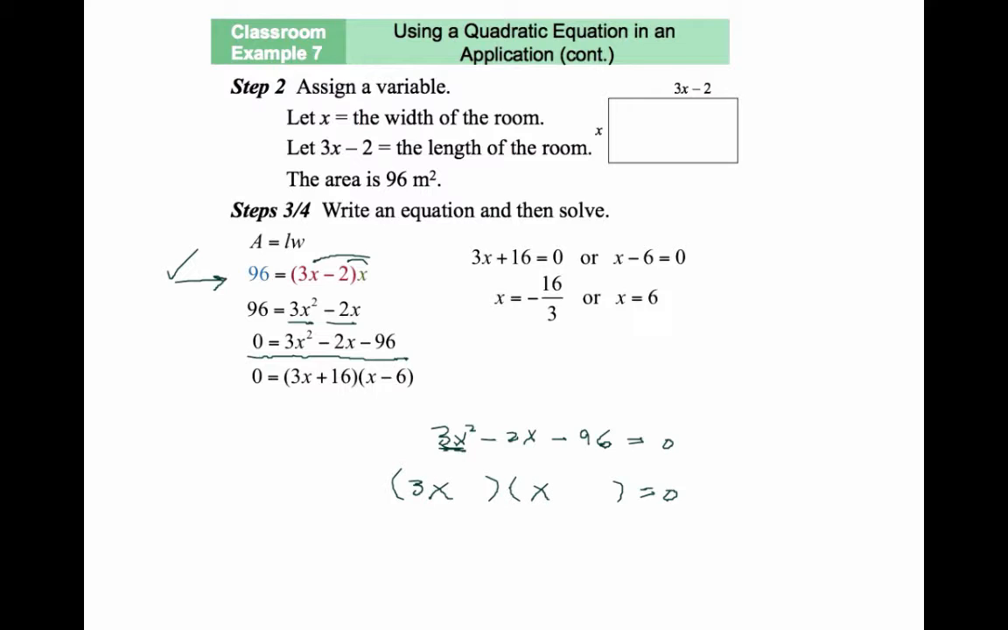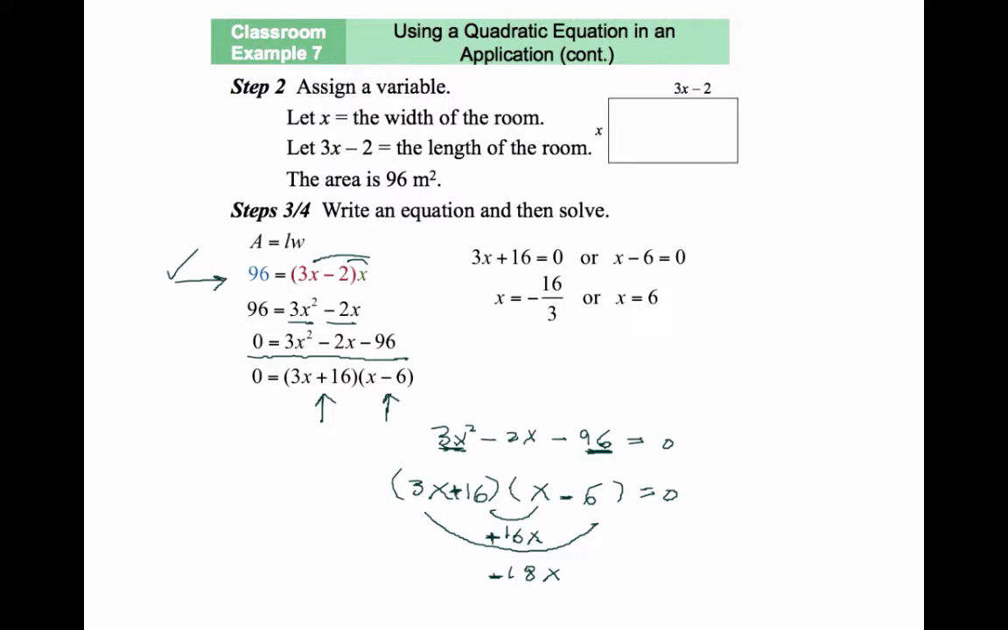Here we have 3x squared. Again, we can put 3x and x here. For 96, one possibility would be 6 and 16. Okay, if I put the 16 here and 6 here, you can see they give you 18x and 16x, and in order to get a minus 2x out of that, this must be minus and this must be plus.